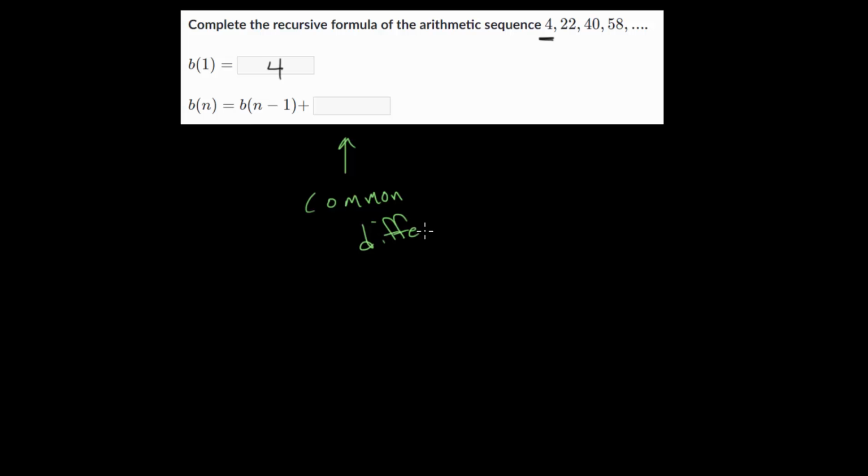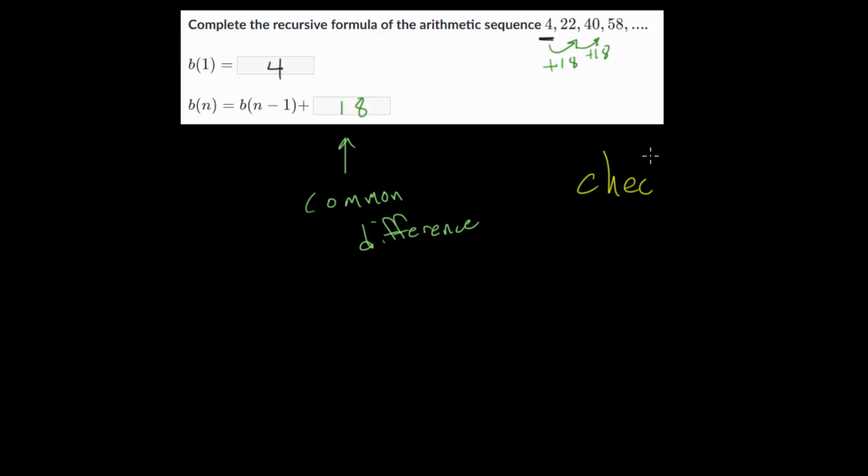So we need to look at our sequence and see what we're adding or subtracting from one term to the next. And what you can notice is that to go from 4 to 22, looks like we are adding 18. And that's going to be the same for all these. From 22 to 40, that's another 18. And from 40 to 58, it's another 18. So our common difference here is 18.